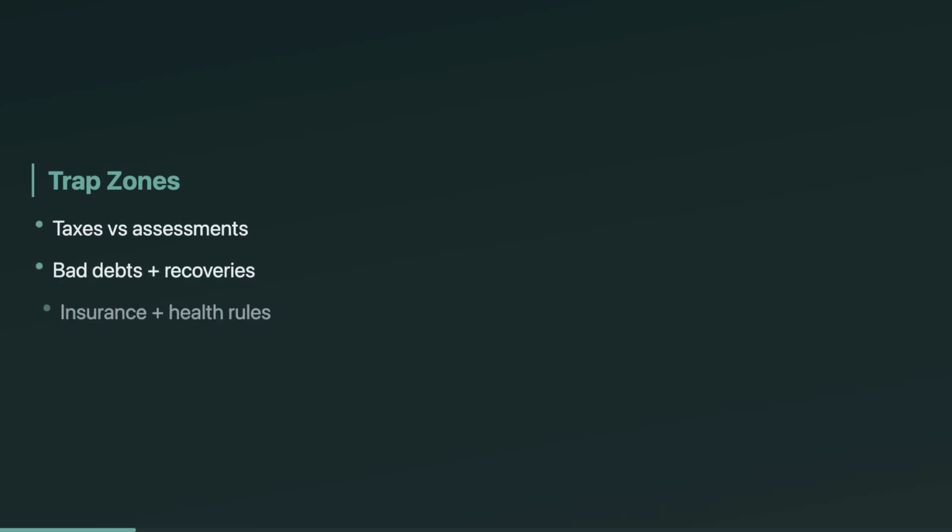Business deductions are full of traps because the label sounds right, but the tax treatment isn't. On the EA exam, they love asking whether something is currently deductible, must be capitalized into basis, or is deductible somewhere else on the return. In this lesson, focus on 4 big trap zones: property taxes versus assessments, business bad debts and later recoveries, insurance with special health insurance rules by entity, and business interest versus investment interest.